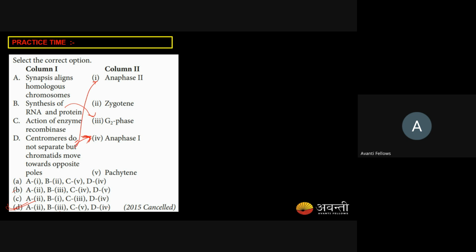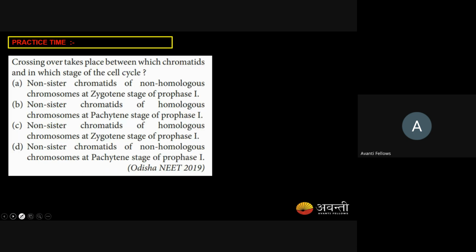Devisha is saying B. Devisha, why are you saying B? Okay then. Next question. This question was already asked in NEET 2019. You cannot ignore this.